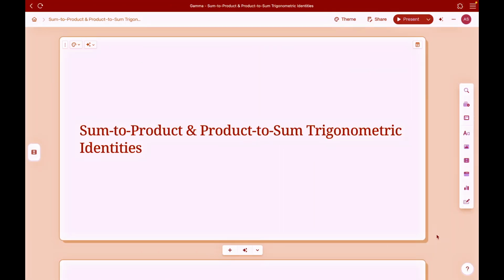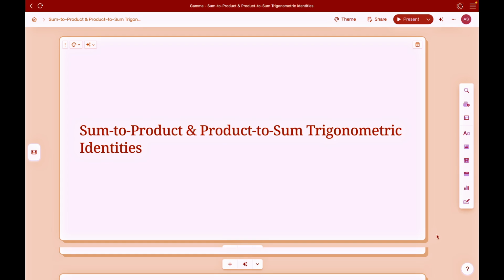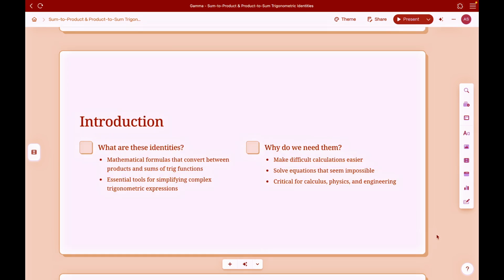Today we will be talking about sum to product and product to sum trigonometric identities. More on that later. But without any time to waste, let's move on to the real part of the slideshow. What are these identities exactly?